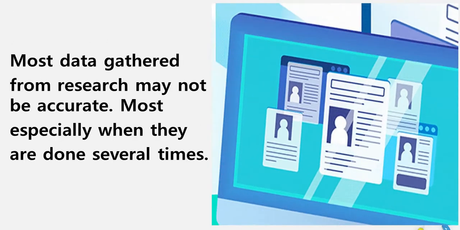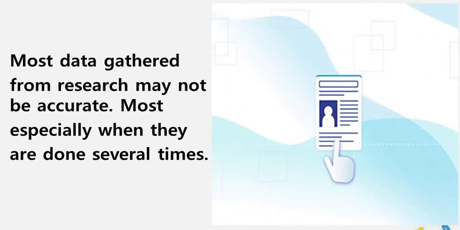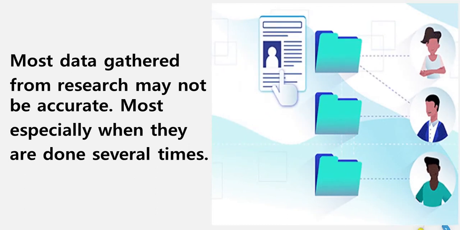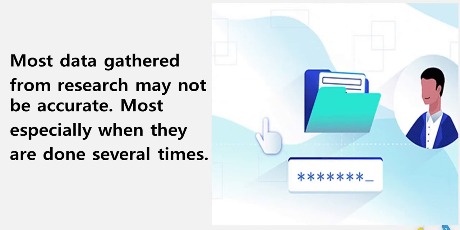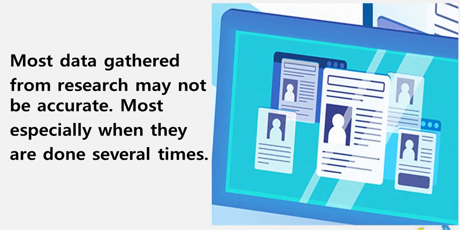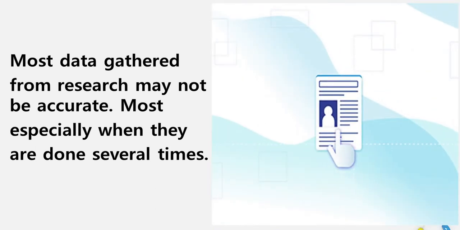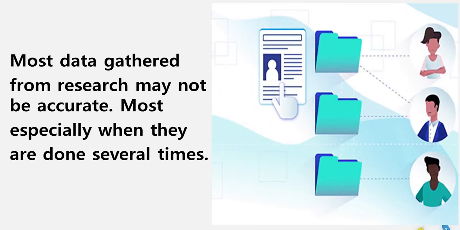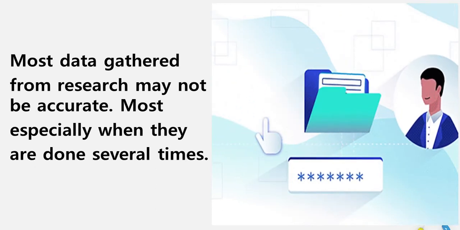Now, most data that are gathered from research may not be accurate. That is why researchers don't gather just one piece of information. They move from one place to another, getting different views, different approaches, just to solve a particular problem. So the data gathered may not be accurate even when they do it from different sources.